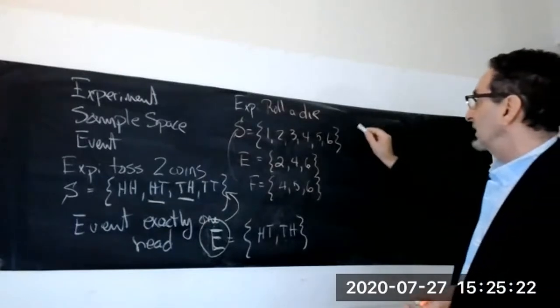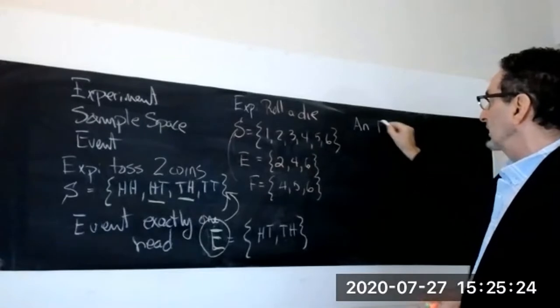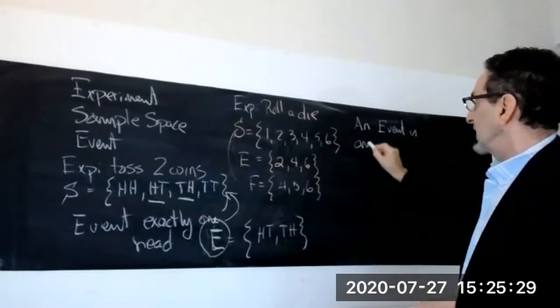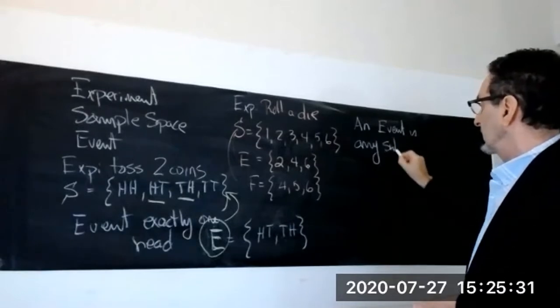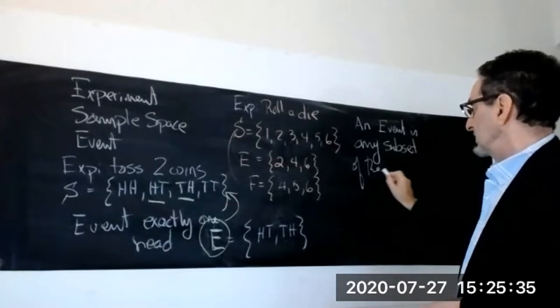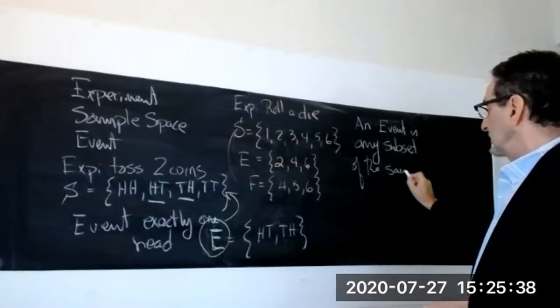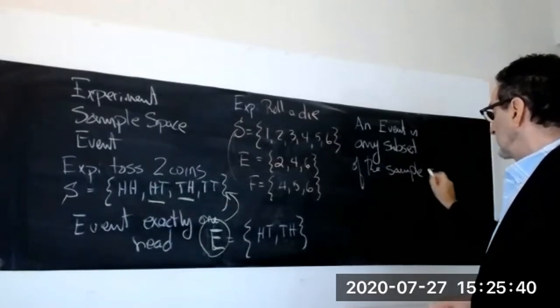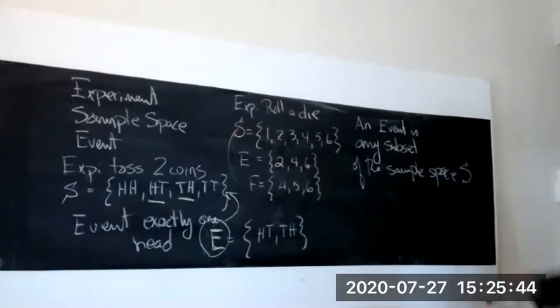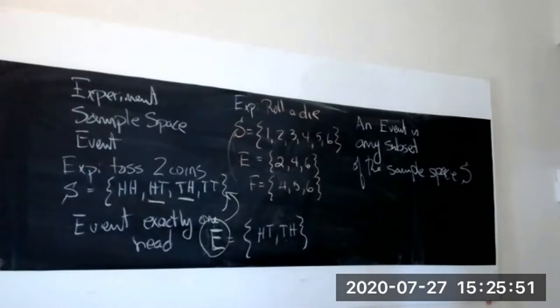So an event is any subset of the sample space. And the sample space we usually denote by an S. Any subset of the sample space. That's how we're going to define this word event.